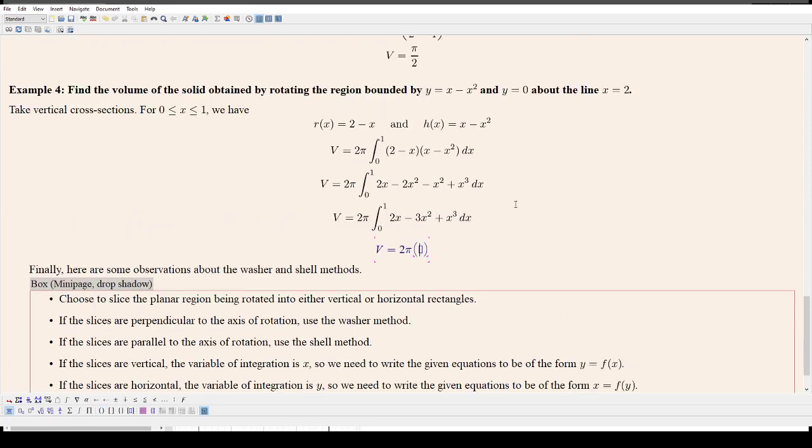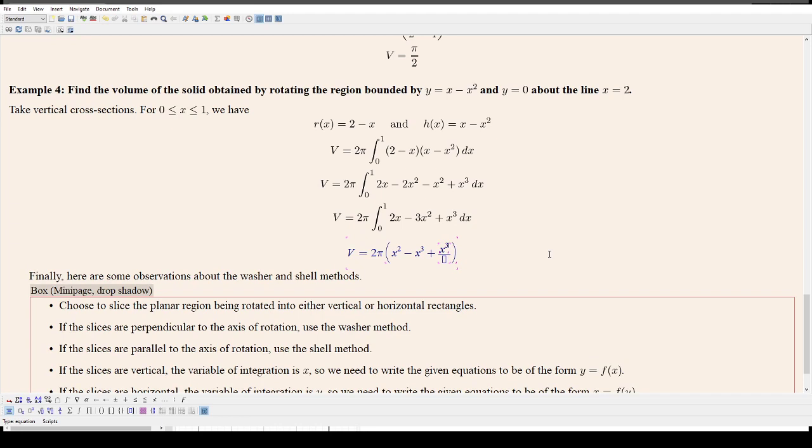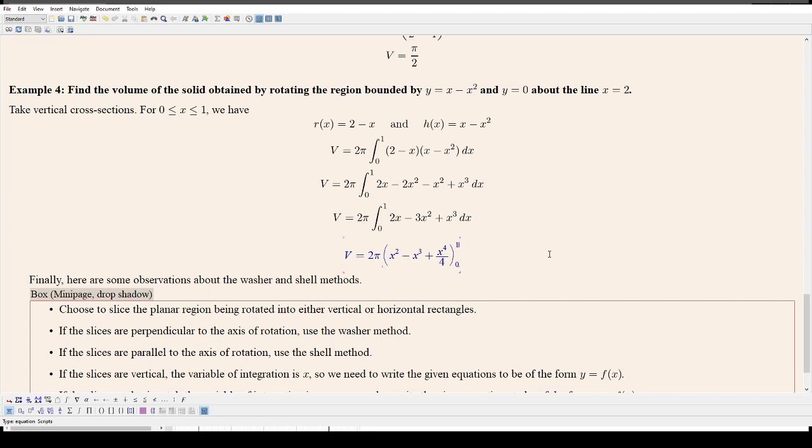Okie dokie, so antiderivative of 2x is x squared. Antiderivative of 3x squared is x cubed, right? Because you get x cubed over 3, but then the 3 and the 3 cancel. And then here we get x to the 4th over 4. Evaluate between 0 and 1.